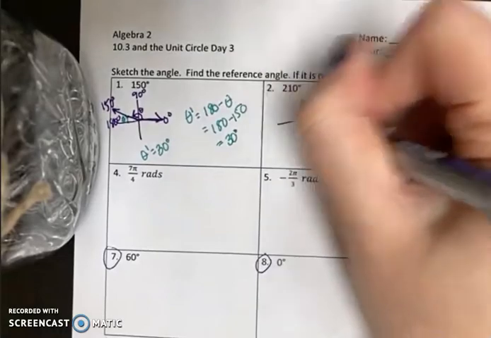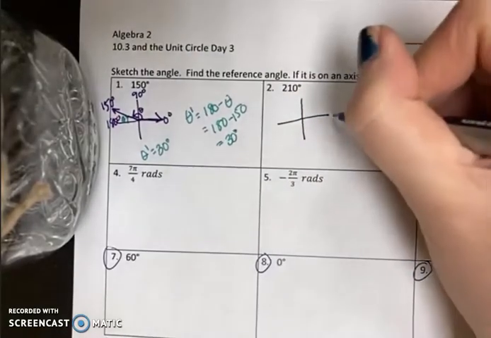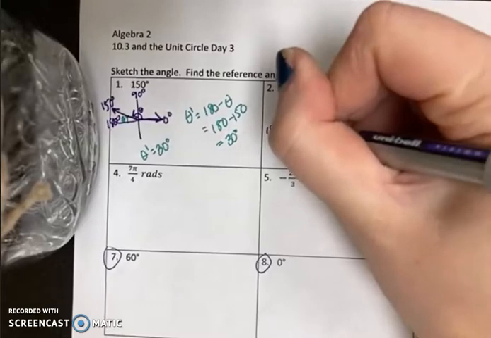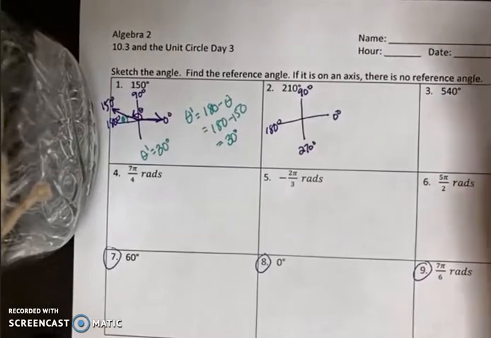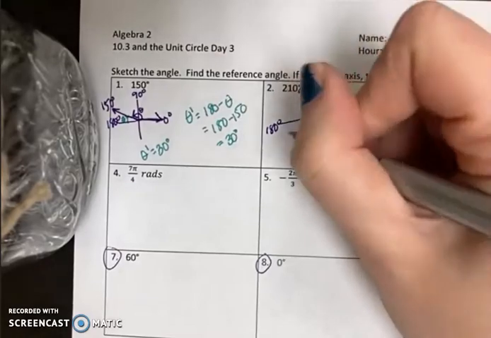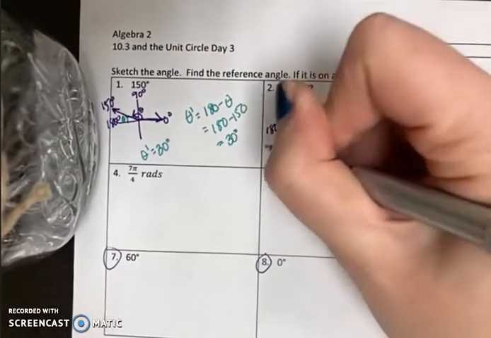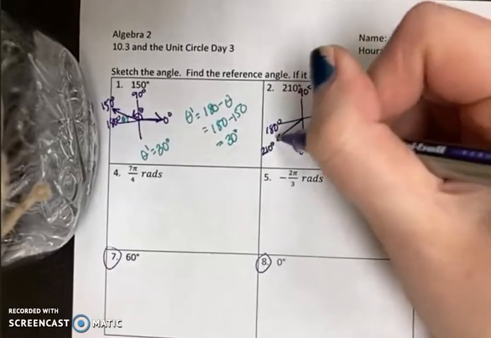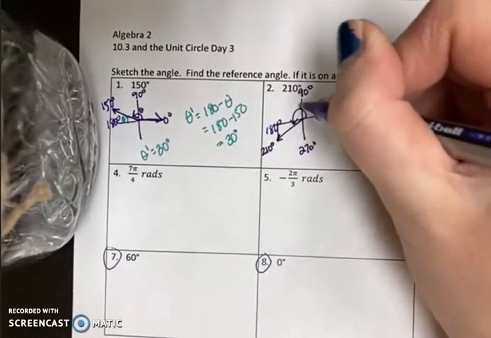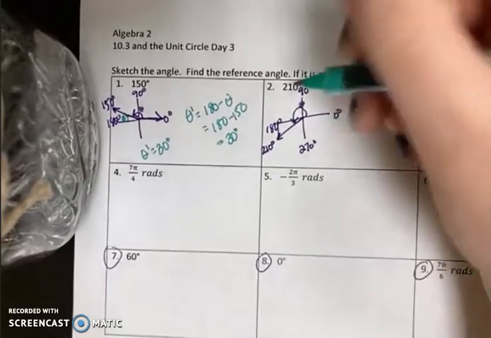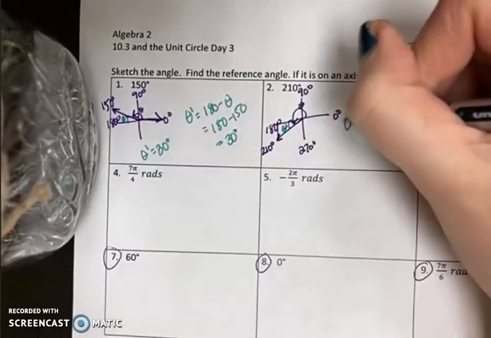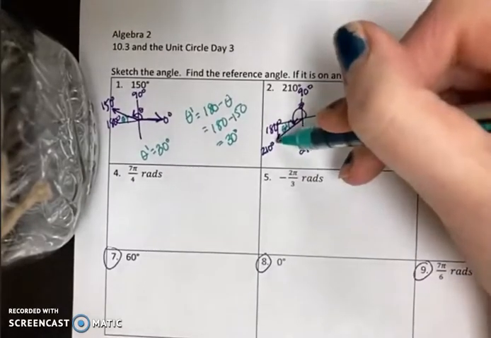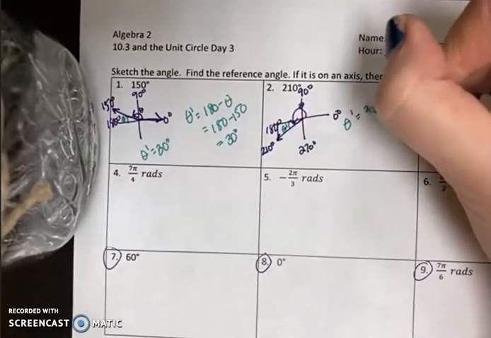Do whatever you want. Number 2 is 210 degrees. So here's 0, 90, 180, 270. I know that 210 is in between 180 and 270, so it's going to fall in quadrant 3. 210 is right about here. So this is my theta. Connecting my terminal side to my x-axis is theta prime. Again, just by looking at this, I can see that the difference between 210 and 180 is just 30 degrees.